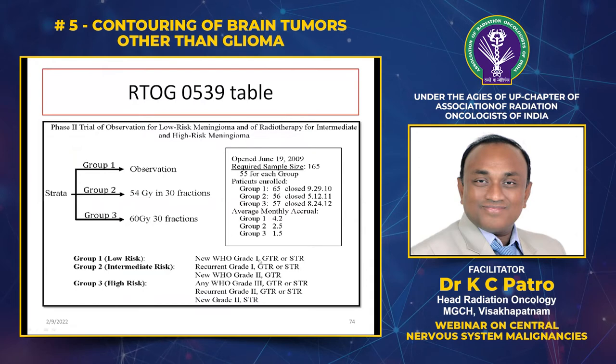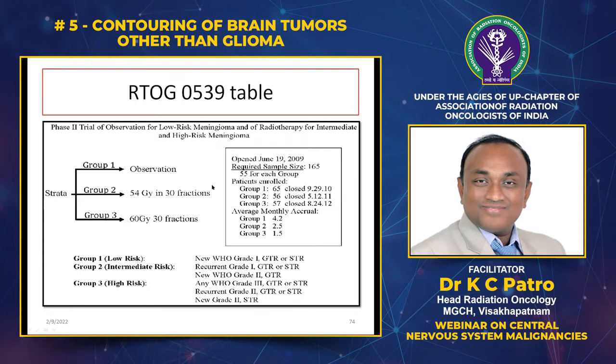Low risk is grade 1 with gross total or subtotal resection. Intermediate group is recurrent grade 1 or new grade 2, with gross total resection. So this is the intermediate risk. High risk is any WHO grade 3, recurrent grade 2 with GTR or STR, and new grade 2 with STR. STR is subtotal resection, GTR is gross total resection. So these are the three groups.